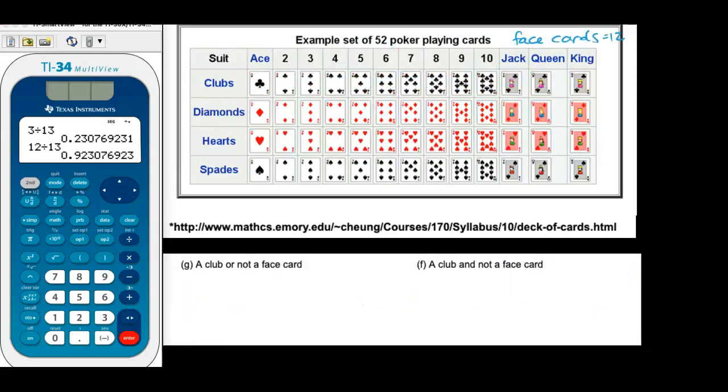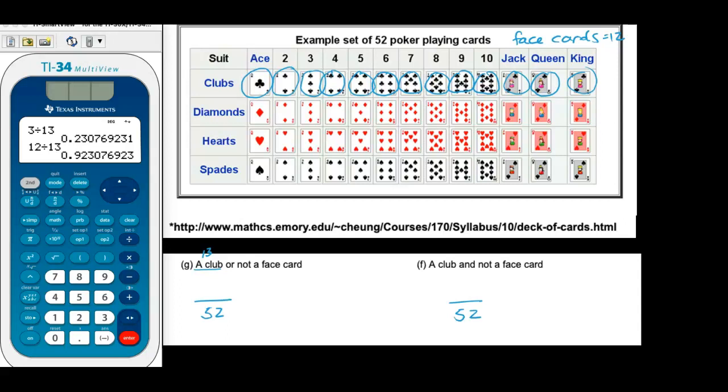So in example G, we're looking for the probability of a club or not a face card, and it's going to be out of 52, as is example F, because there are 52 different options. So let's count how many cards are either a club or not a face card. The easiest way is to first count all the clubs. There are 13 of each suit, so we count 1, 2, 3, 4, 5, 6, 7, 8, 9, 10, 11, 12, 13. So there are 13 different clubs.